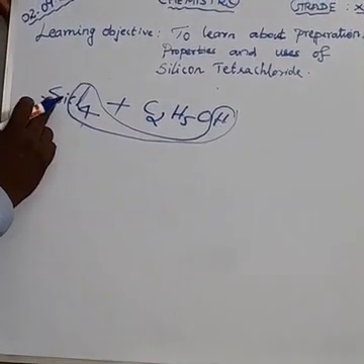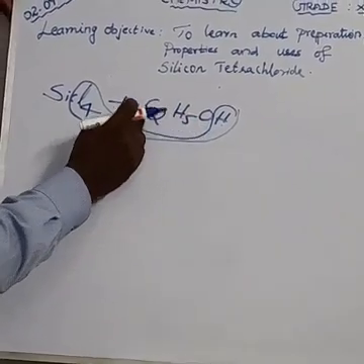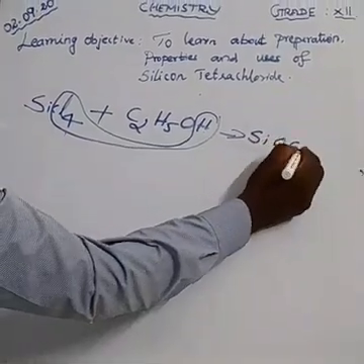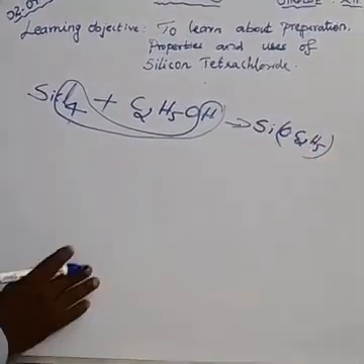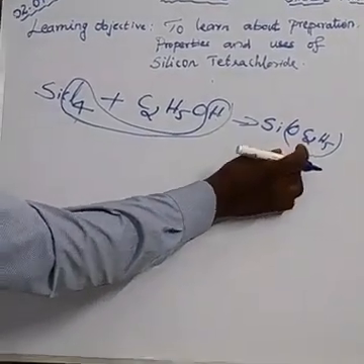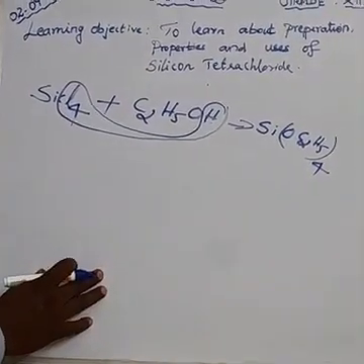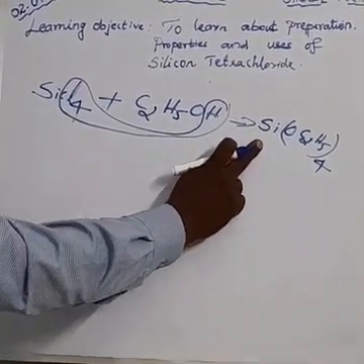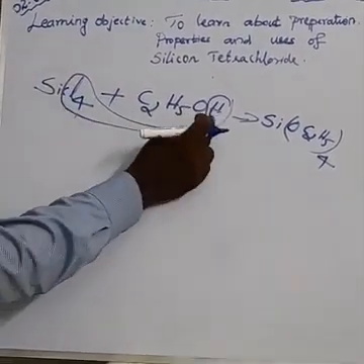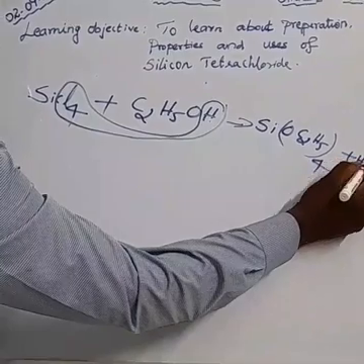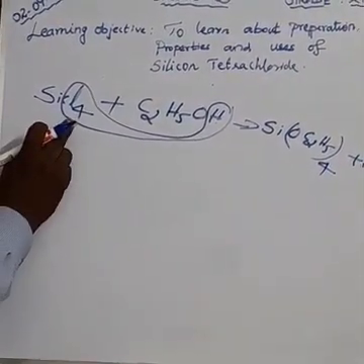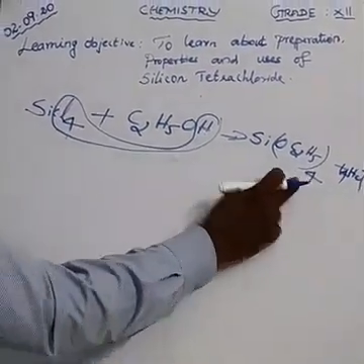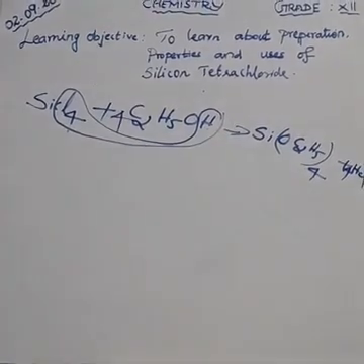So we get silicon with the ethoxy group attached, that is SiOC2H5. One ethoxy group is attached there. The name of the compound is tetraethoxysilane. Hydrogen combines with the chlorine to form HCl. How much chlorine is there? 4 chlorine, so 4 HCl. How much ethoxy is there? 4. Now the equation is balanced.